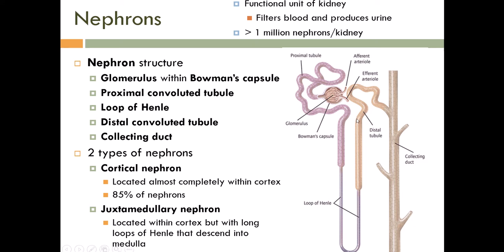You actually have two types of nephrons in your kidneys. Most of these are what we call cortical nephrons, wherein pretty much the entirety of the nephron sits within the renal cortex, and then you have some nephrons that are called juxtamedullary nephrons. Juxta means next to, so next to the medulla. These nephrons still sit in the renal cortex, but they have really, really long loops of Henle that descend down into the medulla.